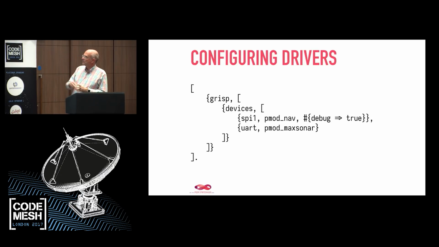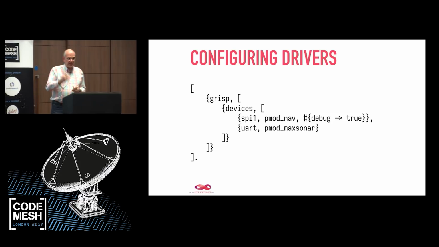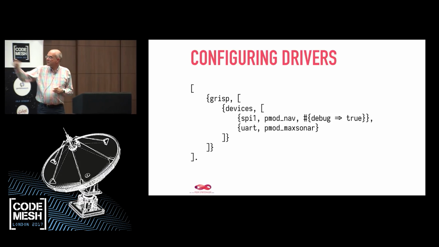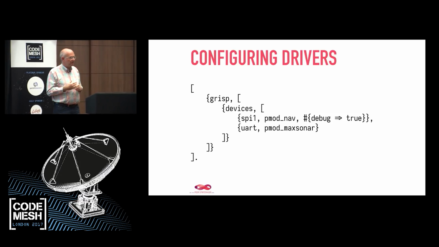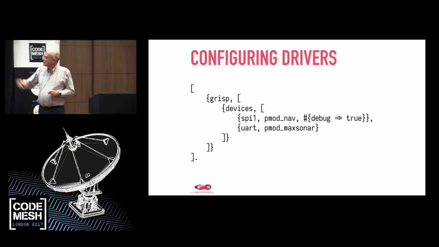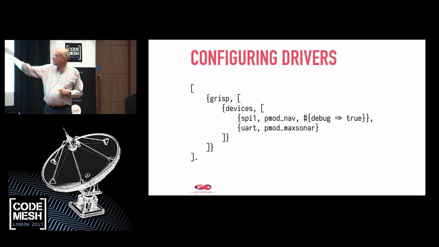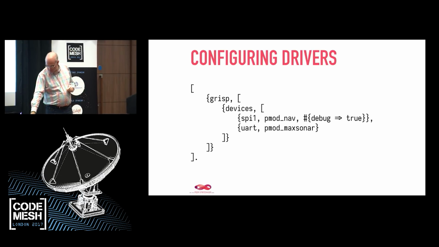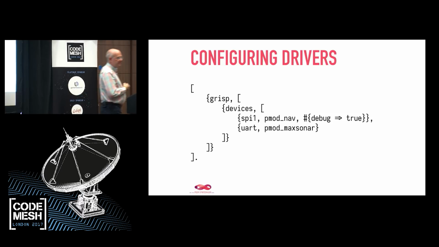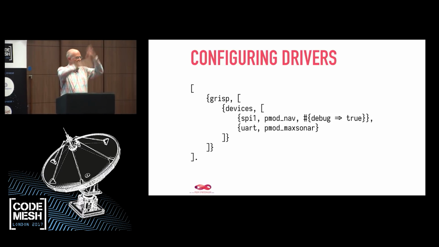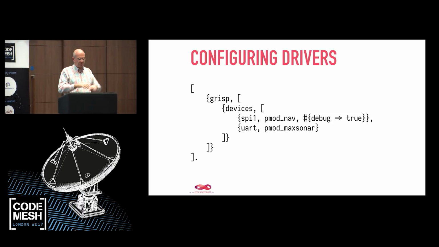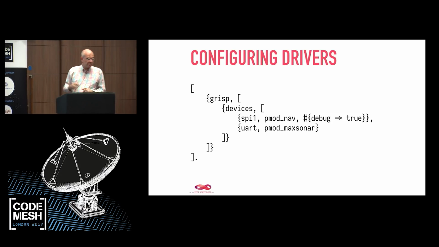As an example, you can programmatically just add a driver, but you can also have config files, an Erlang config file, where you say, okay, my device is on SPI1, I have a Pmod NAV, and on the UART plug I have a Pmod MAXSONAR, that's this sonar thing. And that's all you need to do. Then you get a supervisor with the drivers running, and you can just talk to the driver API. And that actually works, what you see here. These are two drivers we actually have.